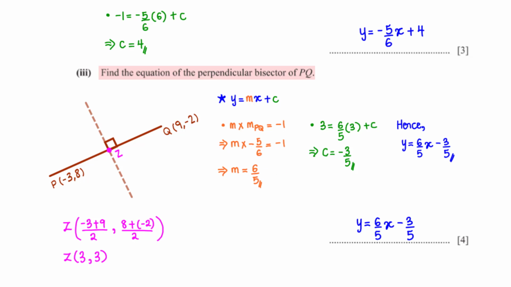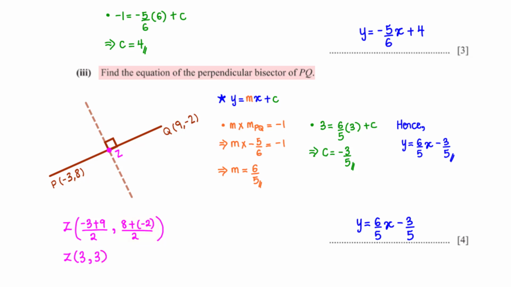In addition to the gradient, we need to know one set of coordinates on the line to be able to find the value of c. Since the line bisects the line PQ, it intersects PQ at its midpoint. We've labeled the midpoint as Z. The x-coordinate of Z is (-3 plus 9) divided by 2, which is equal to 3. And the y-coordinate is (8 plus -2) divided by 2, which is 3.